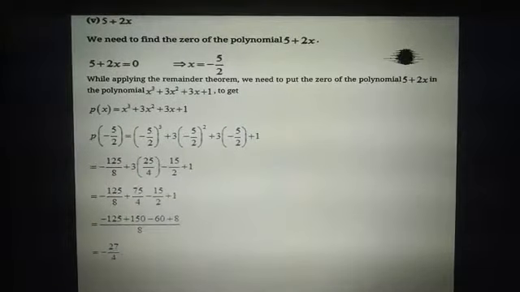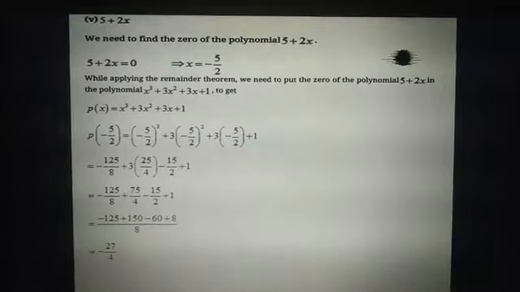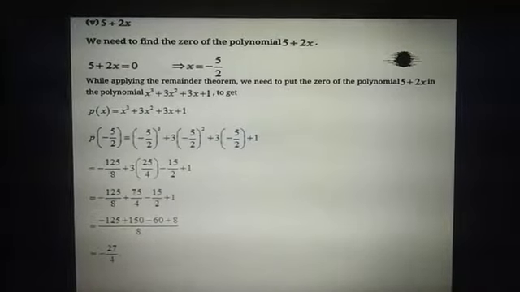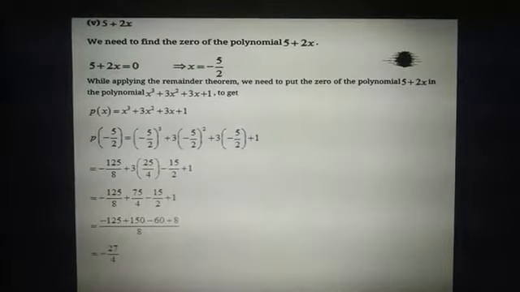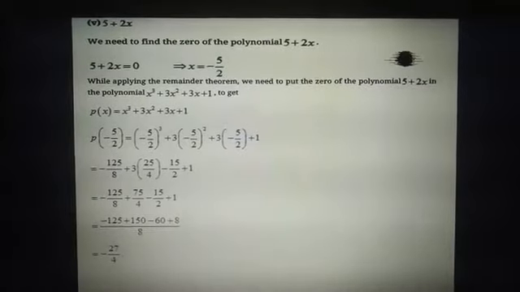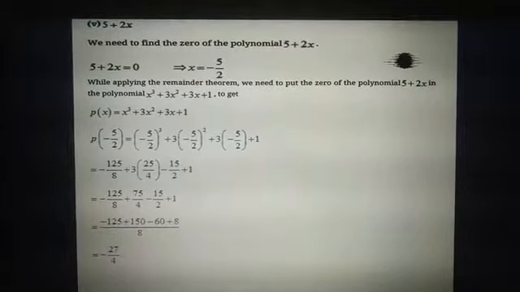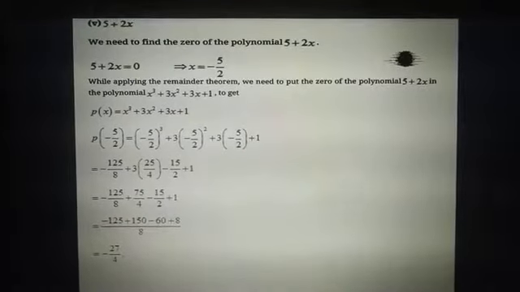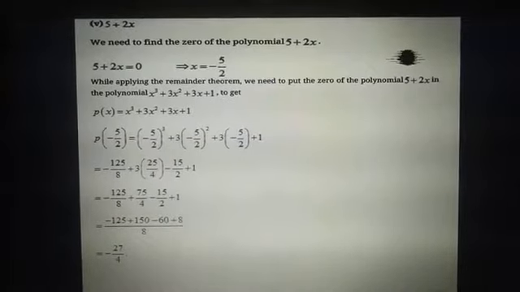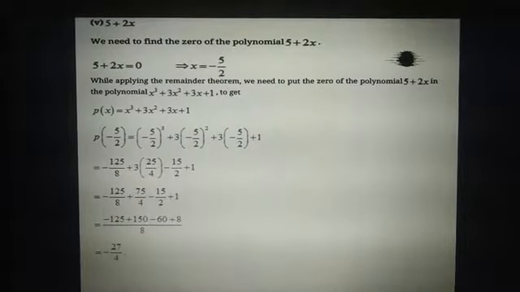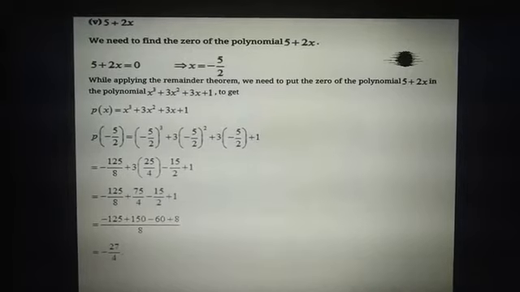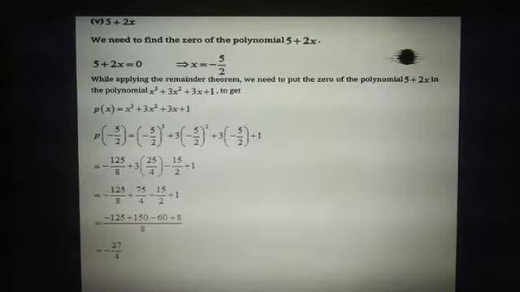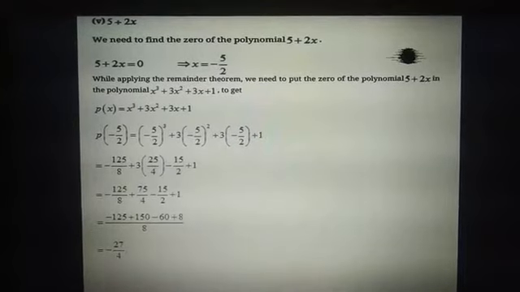So minus 125 by 8 plus 3 into 25, 75, 75 by 4 minus 15 by 2 plus 1. So see here, the denominators are 8, 4, 2 and 1. So take the LCM. LCM of 1, 2, 4 and 8 is 8. So minus 125 by 8, keep as such. 75 by 4, multiply by 2. So 75 into 2, 150.